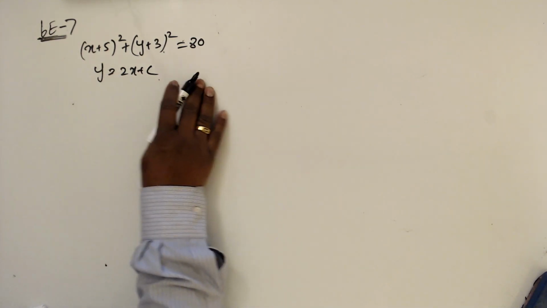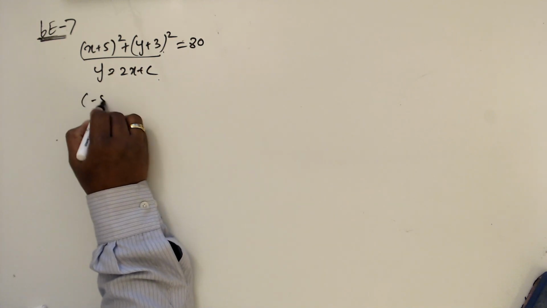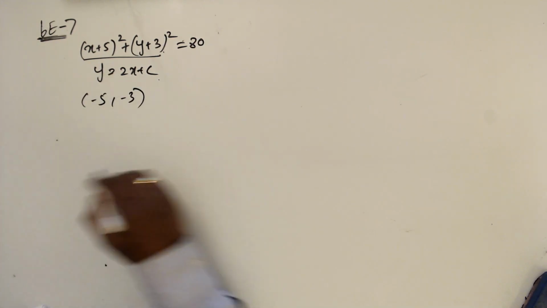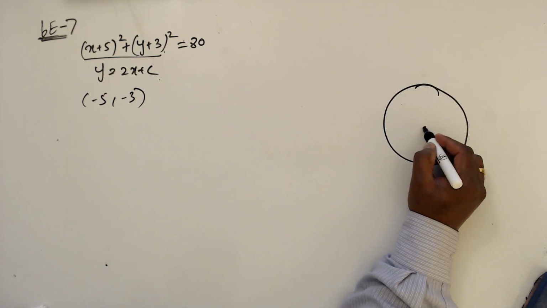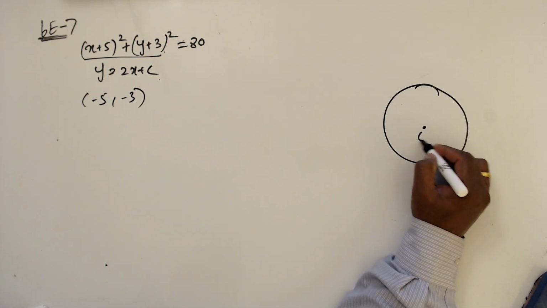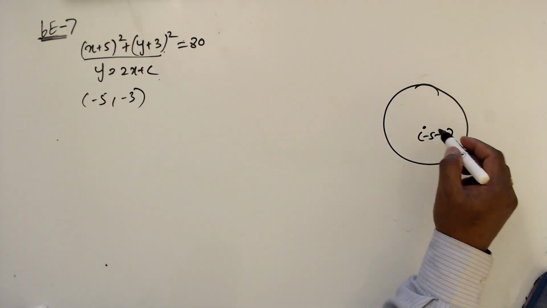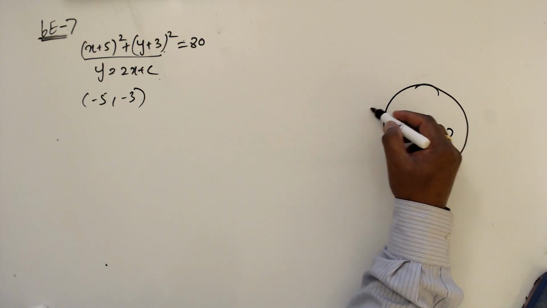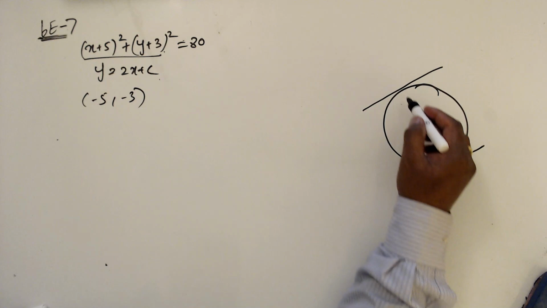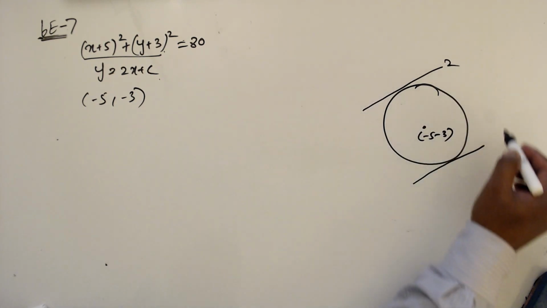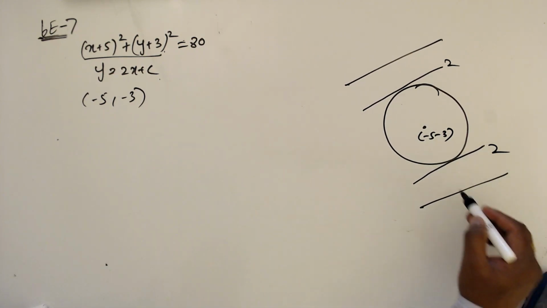Now what is the center of this circle? Minus 5 and minus 3. Now this is the plane, this is the circle, so this is minus 5, minus 3. Then there are two lines going through like this. They all have gradient 2. There are other lines also going with gradient 2.